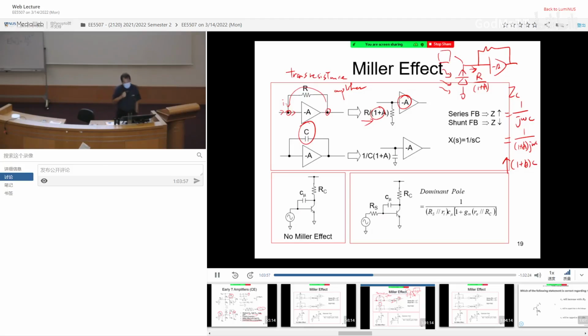Now, another common mistake that students make for Miller effect. So you look at the bottom one.